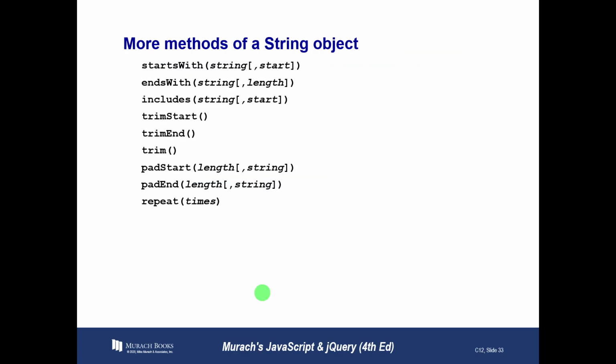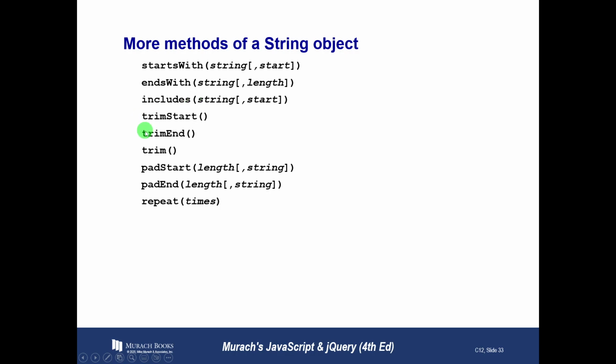There are more methods of the string object. We can also check to see if a string starts with a certain other string. And again, we have the option of telling it to start looking at a different spot within the string. We can check to see if a string ends with a certain other string, or whether a certain string is included inside another string.